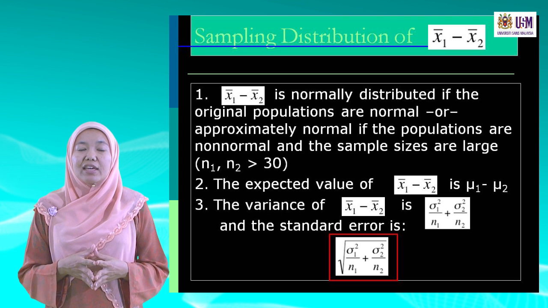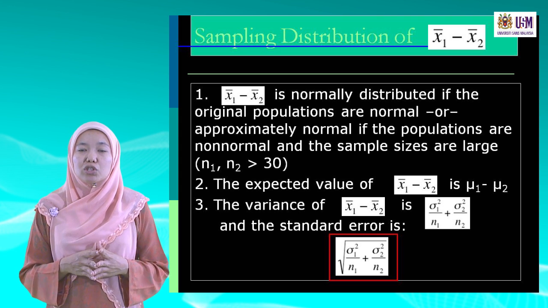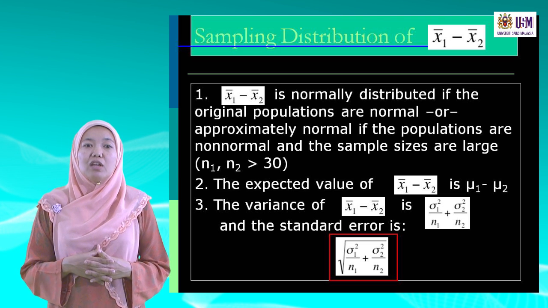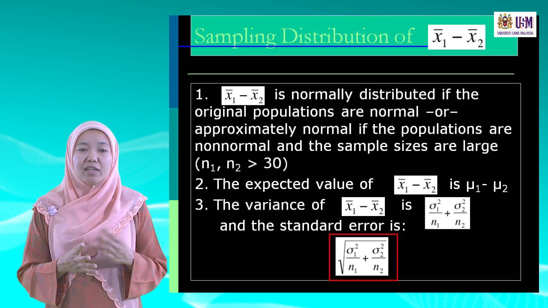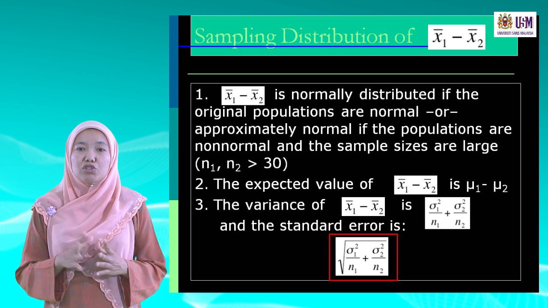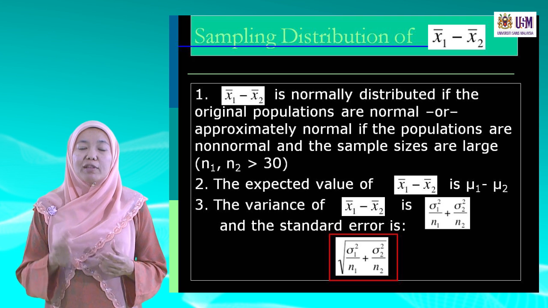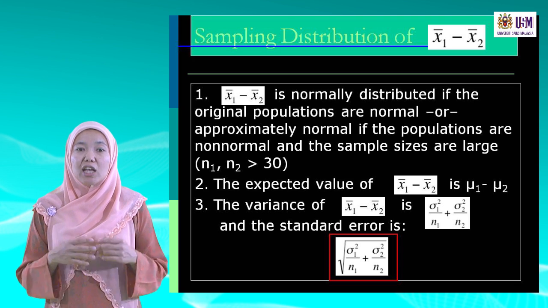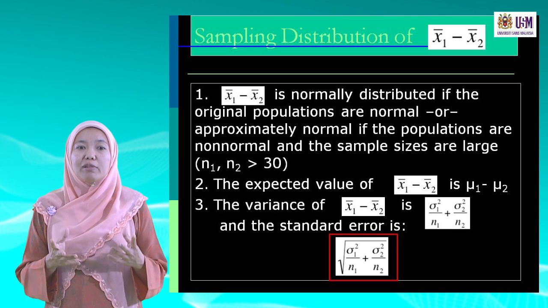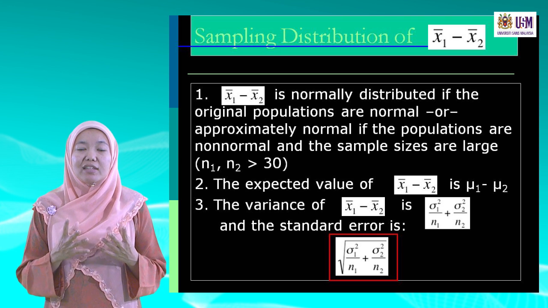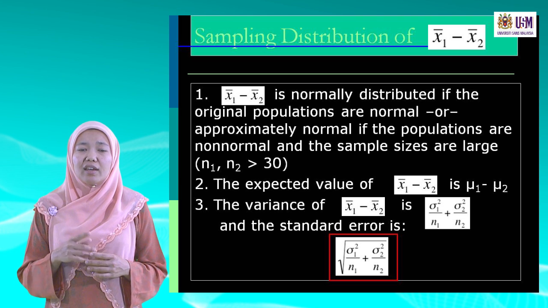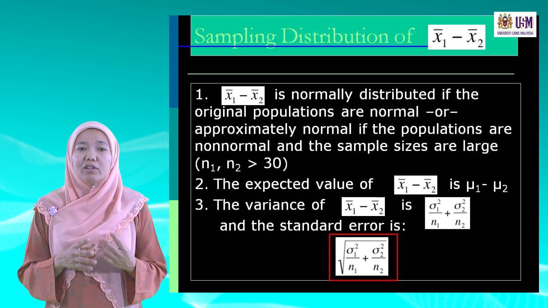Before we go further, let's look at the underlying assumptions when we discuss the two population means, in terms of the sampling distribution of x bar 1 minus x bar 2. The first one, we assume that x bar 1 minus x bar 2 is normally distributed if the original populations are normal, or approximately normal if the populations are not normal but the sample sizes are large enough. That means n1 and n2 are both greater than 30.